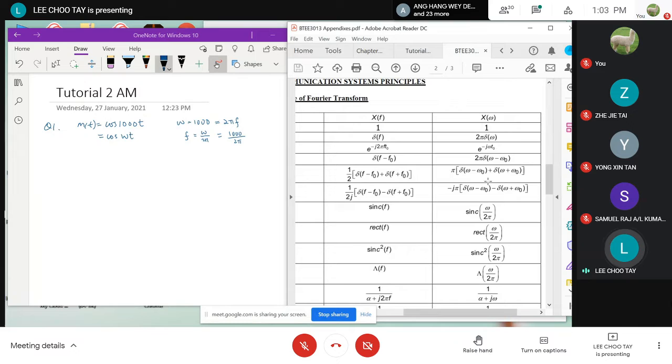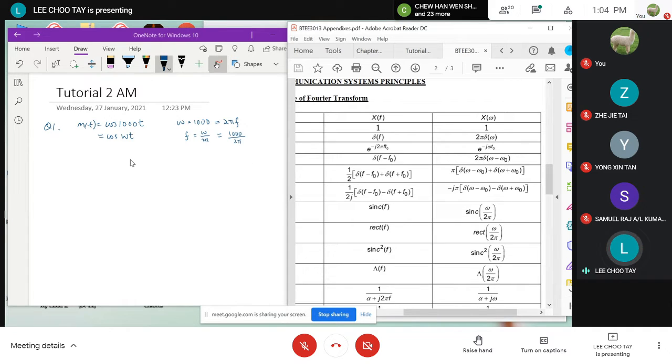All right, so you can do it this way. If you don't know how to use your Fourier transform table... in this case, for M(t), you definitely have to use this one. I don't expect you to work out the Fourier transform using the equation. Just make use of this table will do.